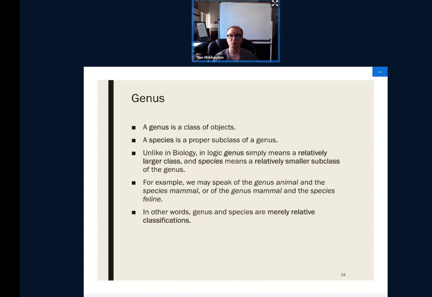Pretty much any class of objects we can consider a genus, and the species is a proper subclass of the same genus. So something kind of smaller. Unlike in biology where it is more strict, in logic we can call almost any two classes genus and species as long as one of them is bigger than the other and the other one is included in the first one. So for example we can say genus animal, the species would be mammal, right? Next one down. But we can also say genus mammal and then the species would be feline.